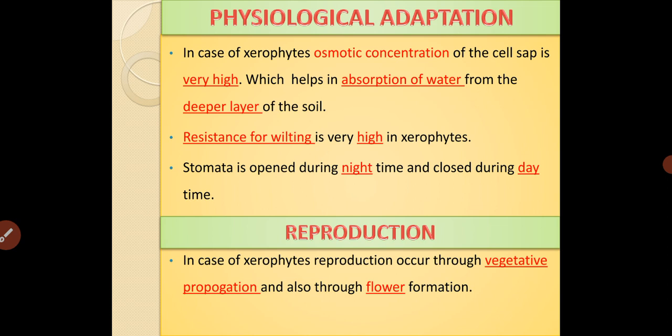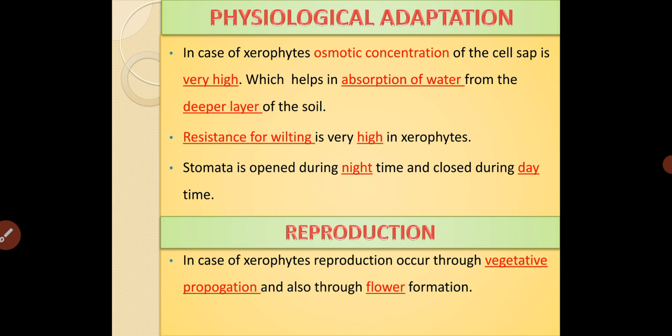Physiological adaptation: in case of the xerophyte, the osmotic concentration of the cell sap is very high, which helps in absorption of water from the deeper layer of the soil. Resistance to wilting is very high in xerophytes. Stomata is open during night time and it is closed during daytime.